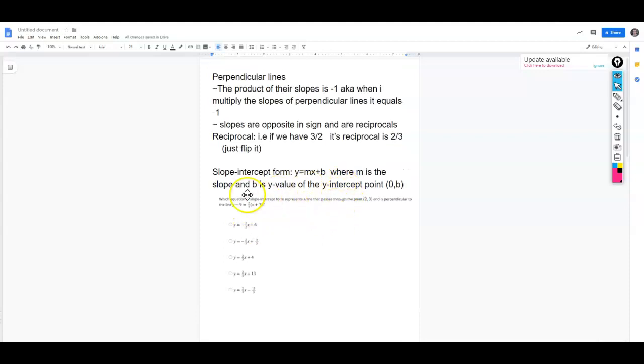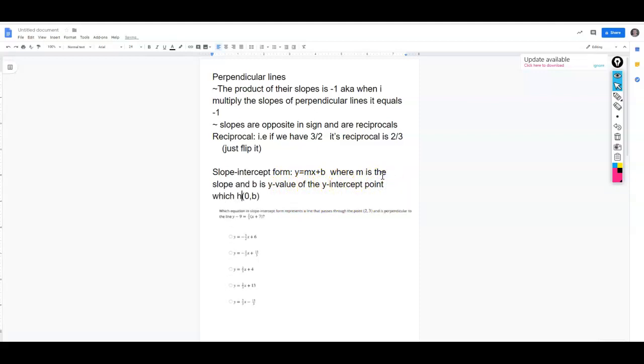So again, remember we have slope-intercept form, which is y equals mx plus b, where the m is the slope and the b is the y value of the y-intercept point, which has the coordinates (0, b). I'll add that for clarification.